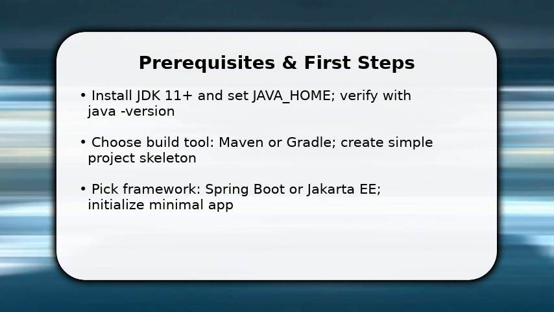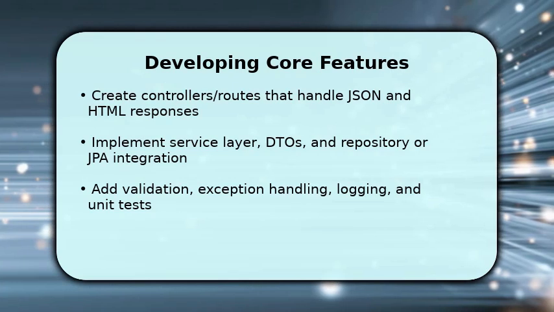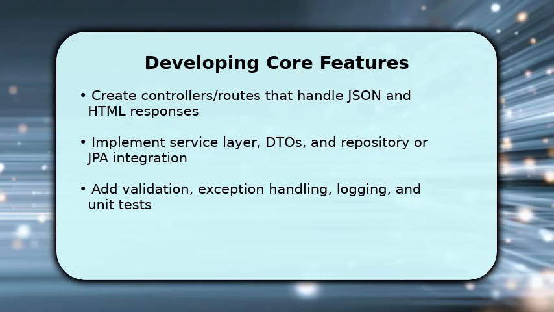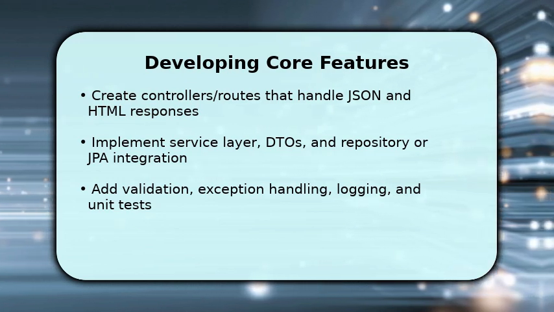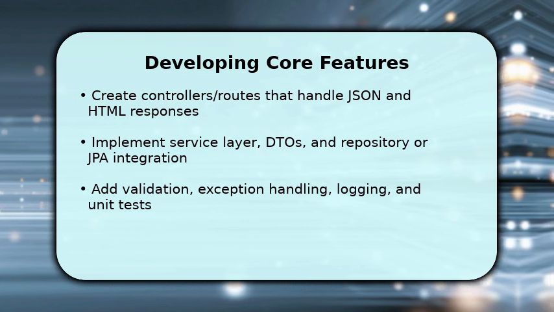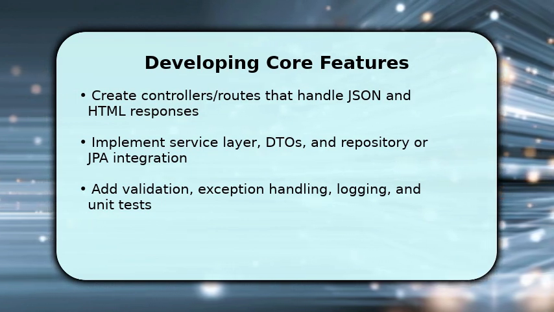You now implement core endpoints, design controllers or REST resources to accept and return JSON and optionally serve HTML. Make sure to separate concerns: build a service layer, DTO, and a repository that uses JPA or your chosen persistence.